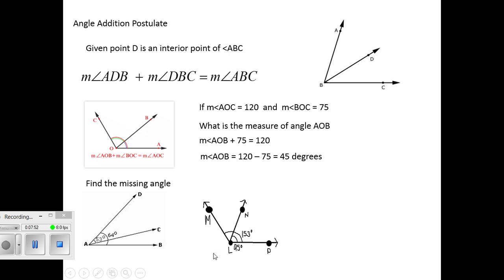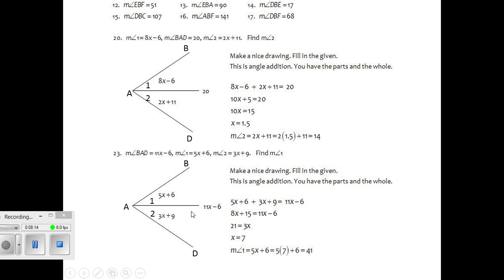Likewise here, the 153 is indicating the largest angle, the angle MLP. The one angle of PLN is 95. Their difference, 153 minus 95, being 58, would be the measure of angle MLN. Now let's look at these, which are a little bit more algebraic, okay? These values up here mean nothing, so we'll just ignore them.